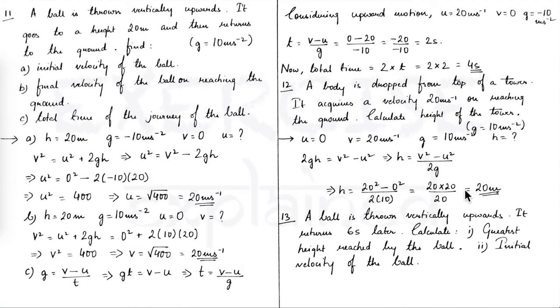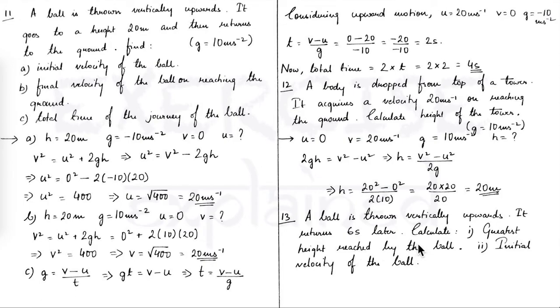So getting to the 13th question, which happens to be the last question for this video. A ball is thrown vertically upwards. So final velocity will be 0 if we consider upward motion. It returns 6 seconds later. That means the total time taken for the ball to go up and then come down is 6 seconds. So time to go up will be half of it, that will be 6 divided by 2, that is 3 seconds. Calculate greatest height reached by the ball.